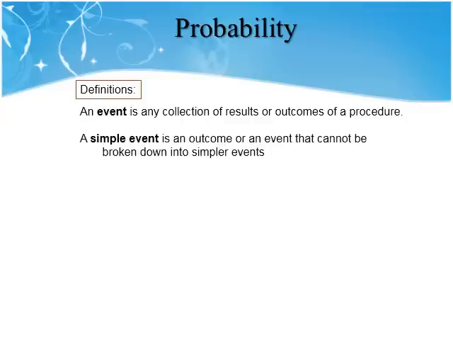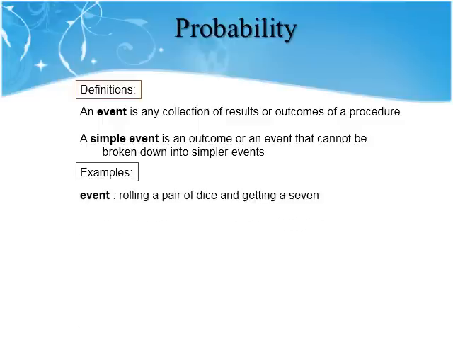A simple event is an outcome or event that cannot be broken down into simpler events. So, for example, an event might be rolling a pair of dice and getting a sum of 7. There are several ways for this to happen. You could get a 1 on the first die and a 6 on the second die, or maybe you get a 4 on the first die and a 3 on the second die. So this is an event, but we could break it down into simpler events there. So it's not a simple event.